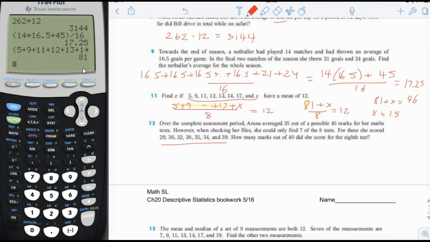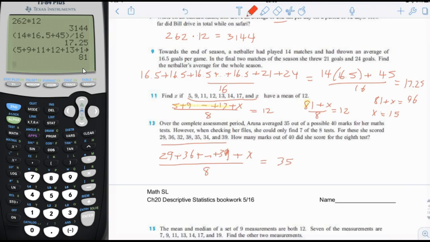So this is a similar problem. We're going to have 29 plus 36 plus and so on, all the way to plus 39. And then we're going to add the unknown test, which is x. And then we divide by 8 because that's the total number of tests. And we know that that is going to be an average of 35. So this is basically the same thing.